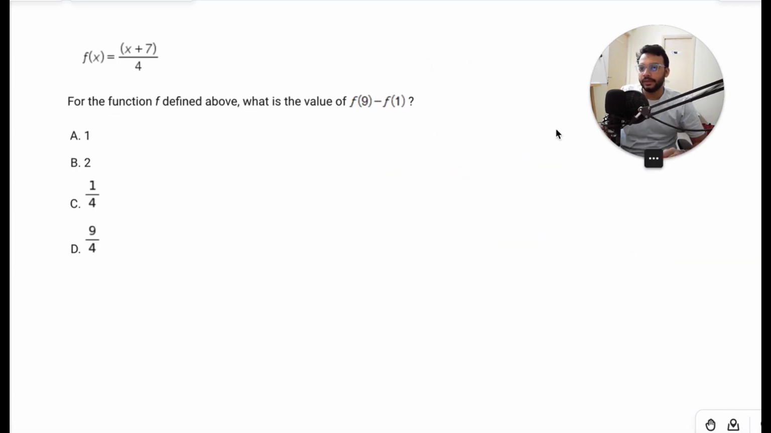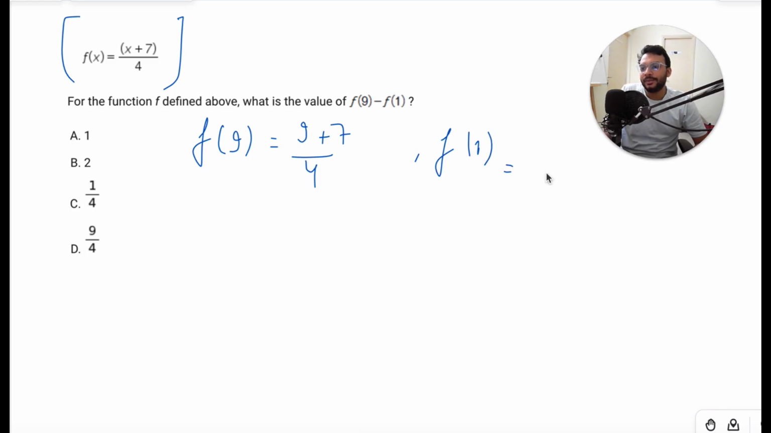Okay. Next question. f of x is equal to (x plus 7) over 4. For the function f defined above, what is the value of f of 9 minus f of 1? So f of 9 will become (9 plus 7) over 4. f of 1 will become (1 plus 7) over 4. 9 plus 7 is 16, over 4 is 4. 7 plus 1 is 8, over 4 is 2. 4 minus 2 is 2. Option B. This is pretty straightforward and simple.